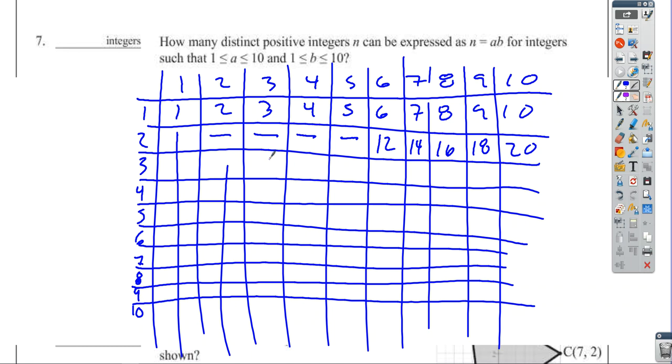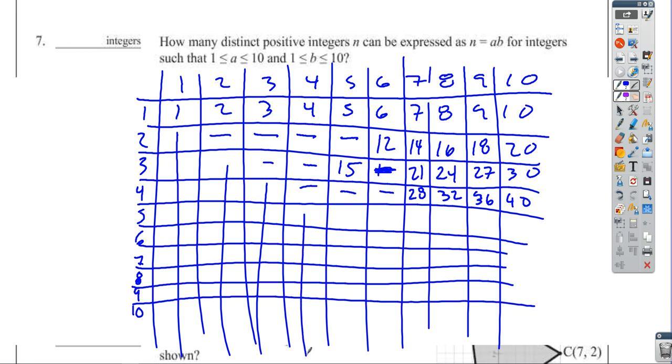So 3 times 3 is 9. We already have that. 12 we already have. 15 we don't. We have 18. Oh, we already have 18. 21 we don't. 24 we don't have. 27 and 30. And I can cross out the rest of that column. 4 times 4 is 16, but I already have 16. We already have 20. We already have 24. We do not have 28, so I'll include that. So we do 32 we don't have, 36 we don't have, and 40 we don't have. You can cross that out.